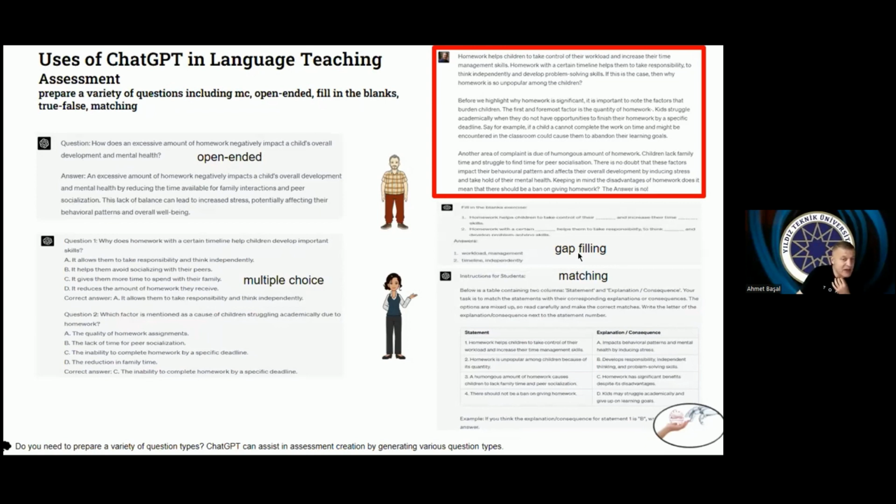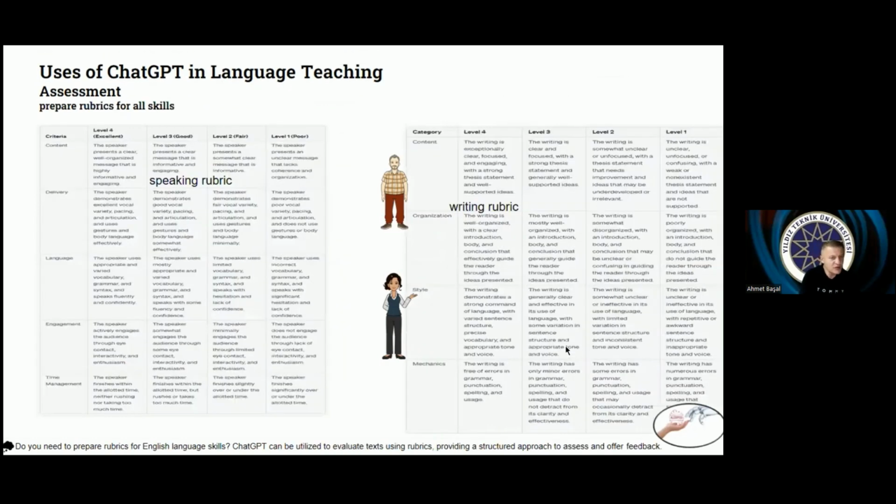The next one, gap filling exercise, matching exercise, or you can create other exercise types with ChatGPT when you give the appropriate prompts. We can also use ChatGPT while we are preparing rubrics for all skills. This is the speaking rubric. I want ChatGPT, please ChatGPT, prepare a speaking rubric for my class.